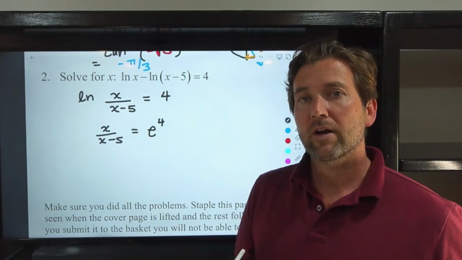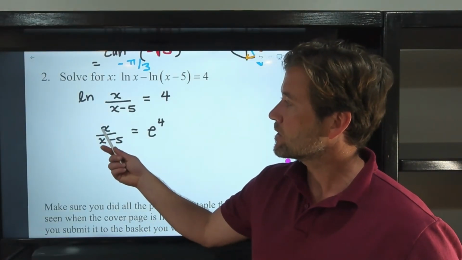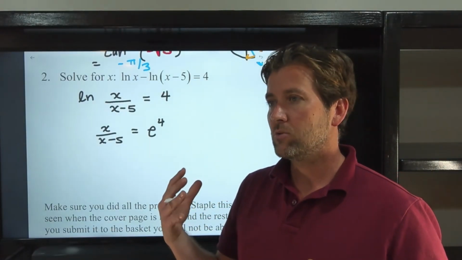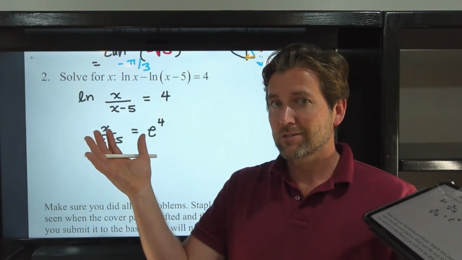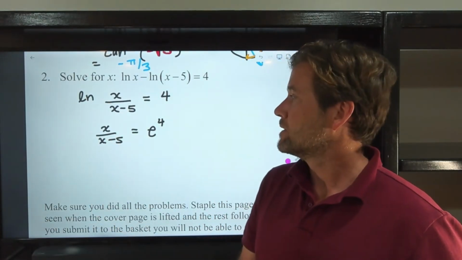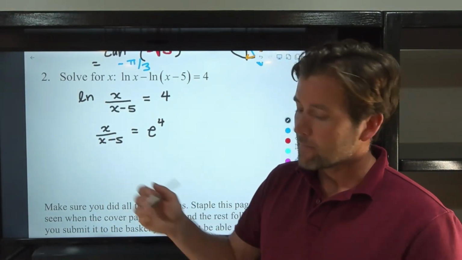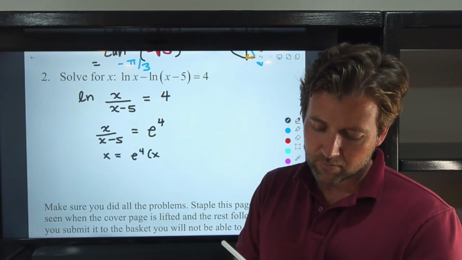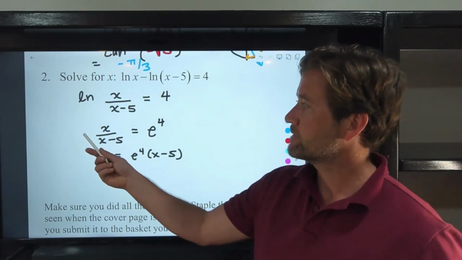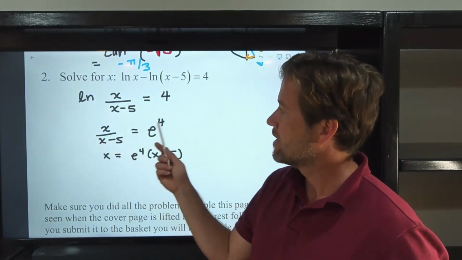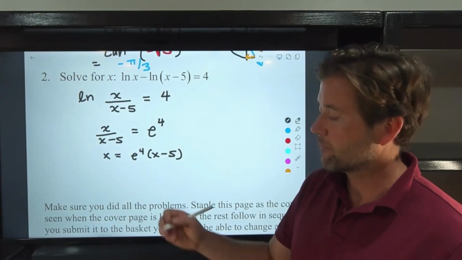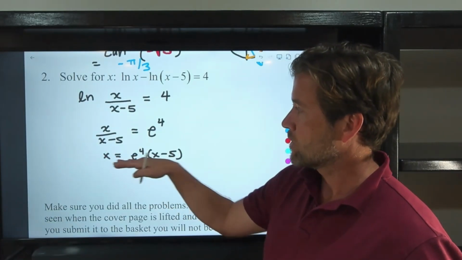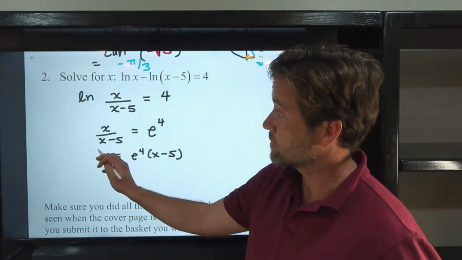The goal is to solve for x, but I have an x in the numerator and an x minus 5 in the denominator. So the process is to get both terms with x's in the numerator. My first step is going to be to multiply both sides by x minus 5. If I multiply the left side of the equation by x minus 5, that'll cancel here. If I multiply the right side by x minus 5, I'll have that here. So this was what I was hoping for: having x in the numerator, instead of having the denominator here.